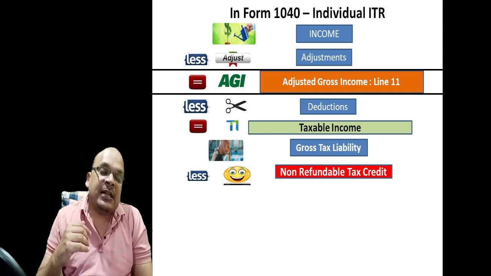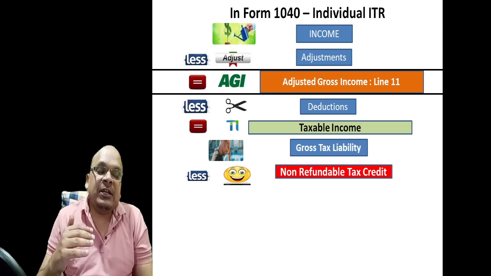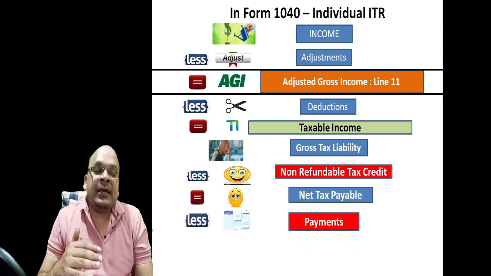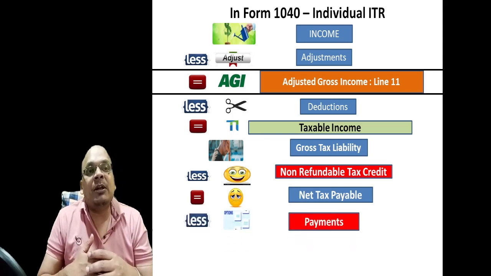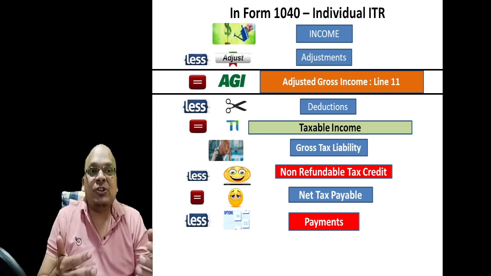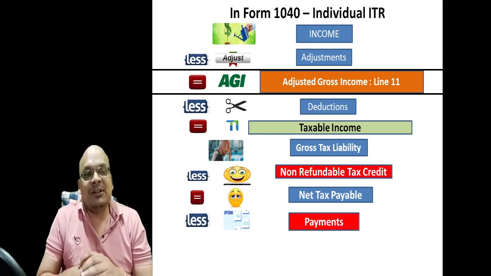So on this gross tax liability, you apply certain non-refundable credits and then you get the net tax payable. To this net tax payable amount, you match the payments which you have made or which are considered to be made by you by the US government.